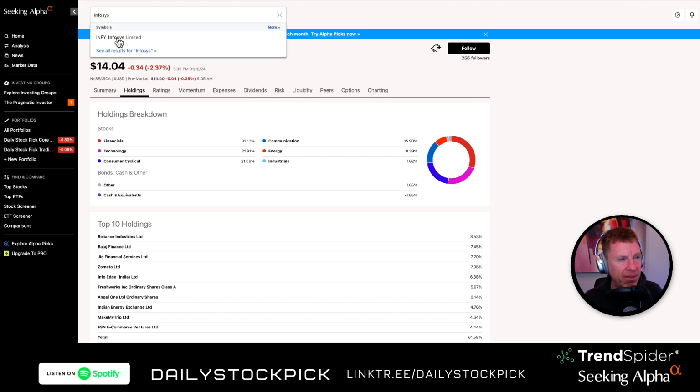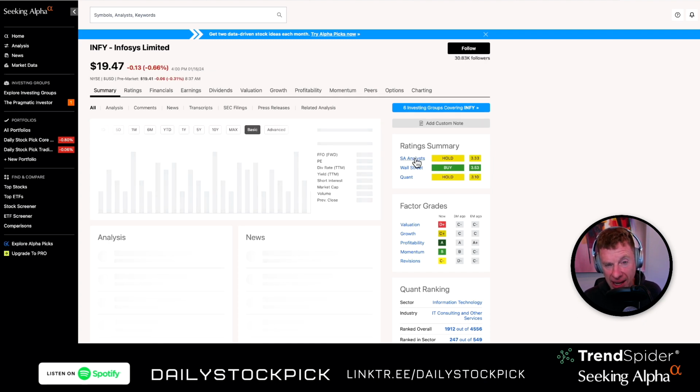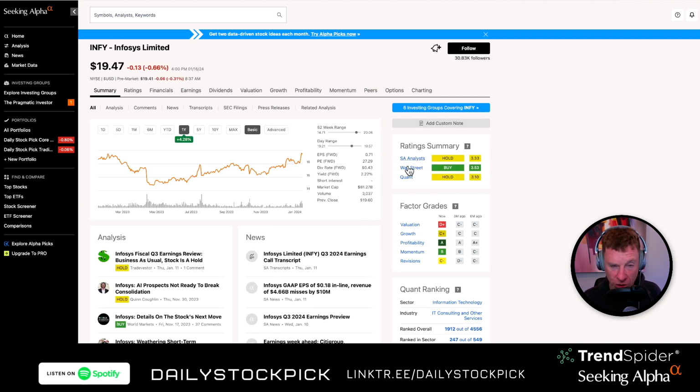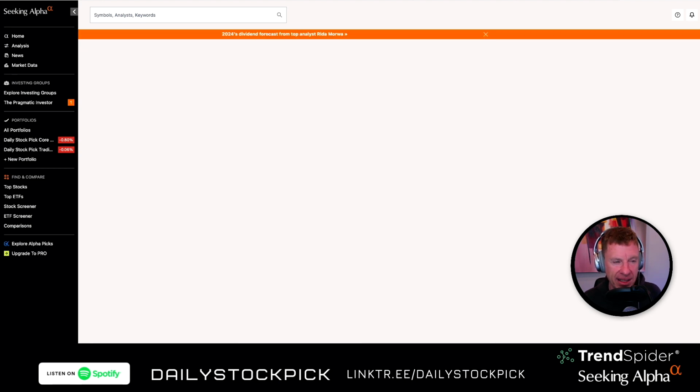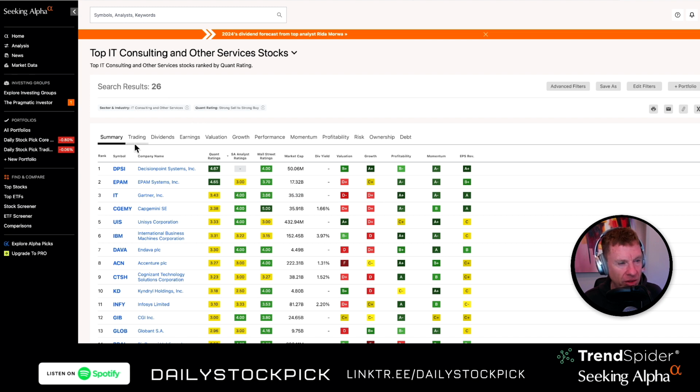Infosys is INFY. And we can look at some of the Seeking Alpha. The Seeking Alpha analysts have it as a hold. Wall Street has it as a buy. Quant says hold. I see the last 2 analysts over here say hold. It's ranked 11 out of 26. Let's see in the sector. It's IT consulting and other services. DPSI is the number 1. And we can look at this one.